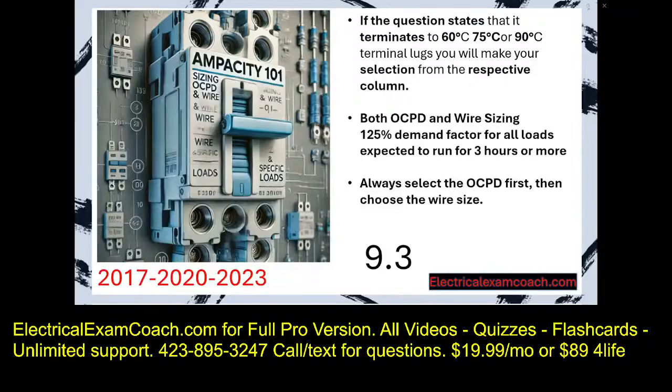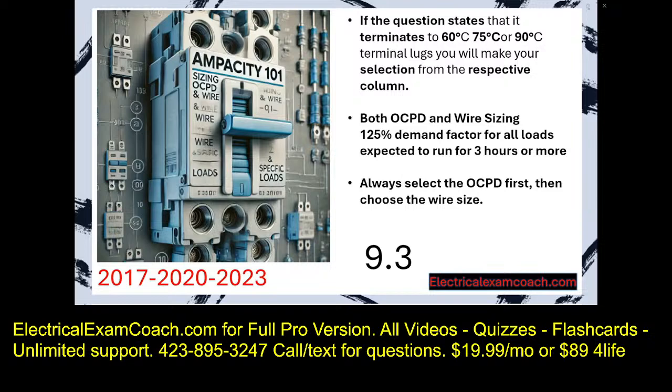Hey everyone, welcome back. I am the Electrical Code Coach from electricalexamcoach.com, and this is lesson 9.3 in our video series. In this lesson, we're going to be sizing the overcurrent protective device and the wire in the same question for all of these loads, for continuous and non-continuous.